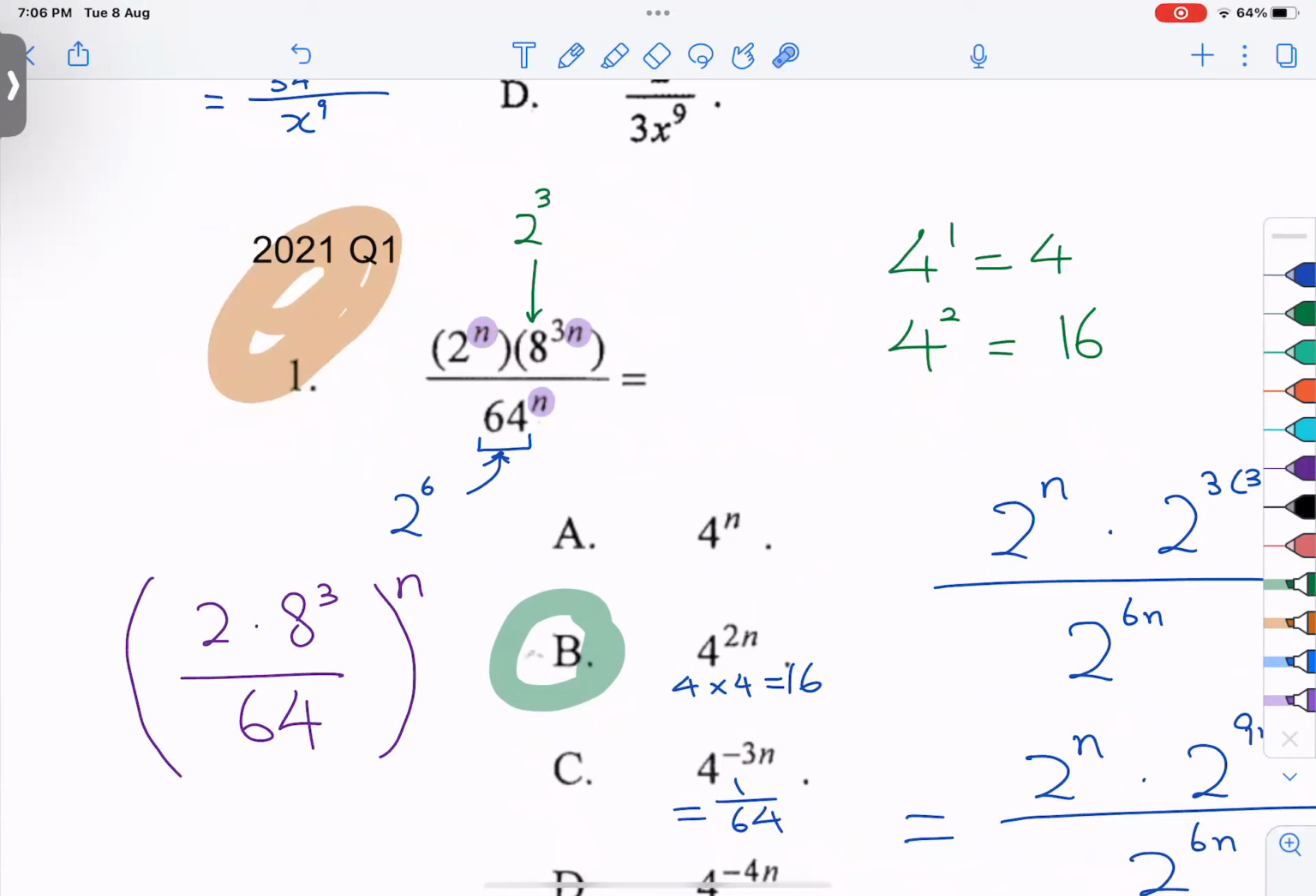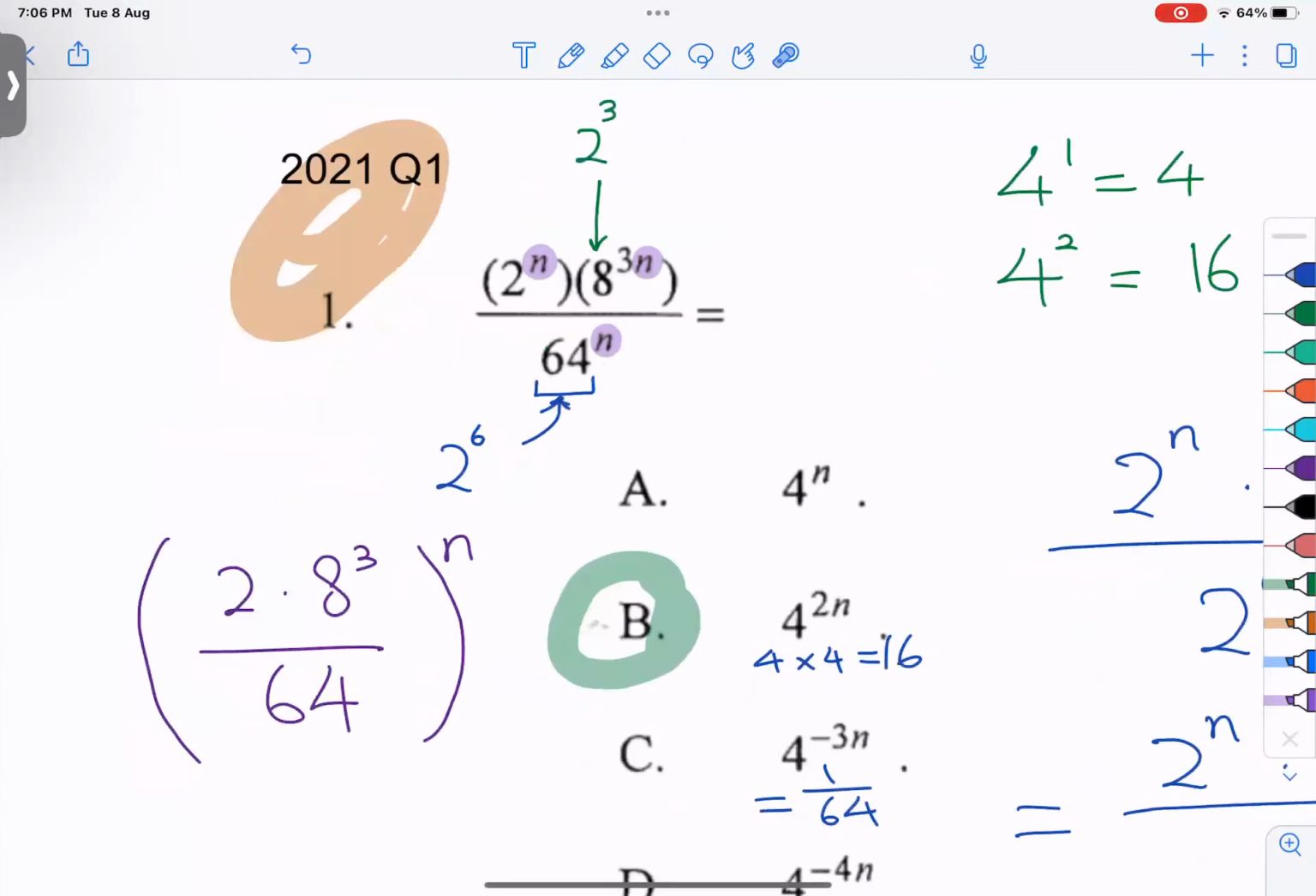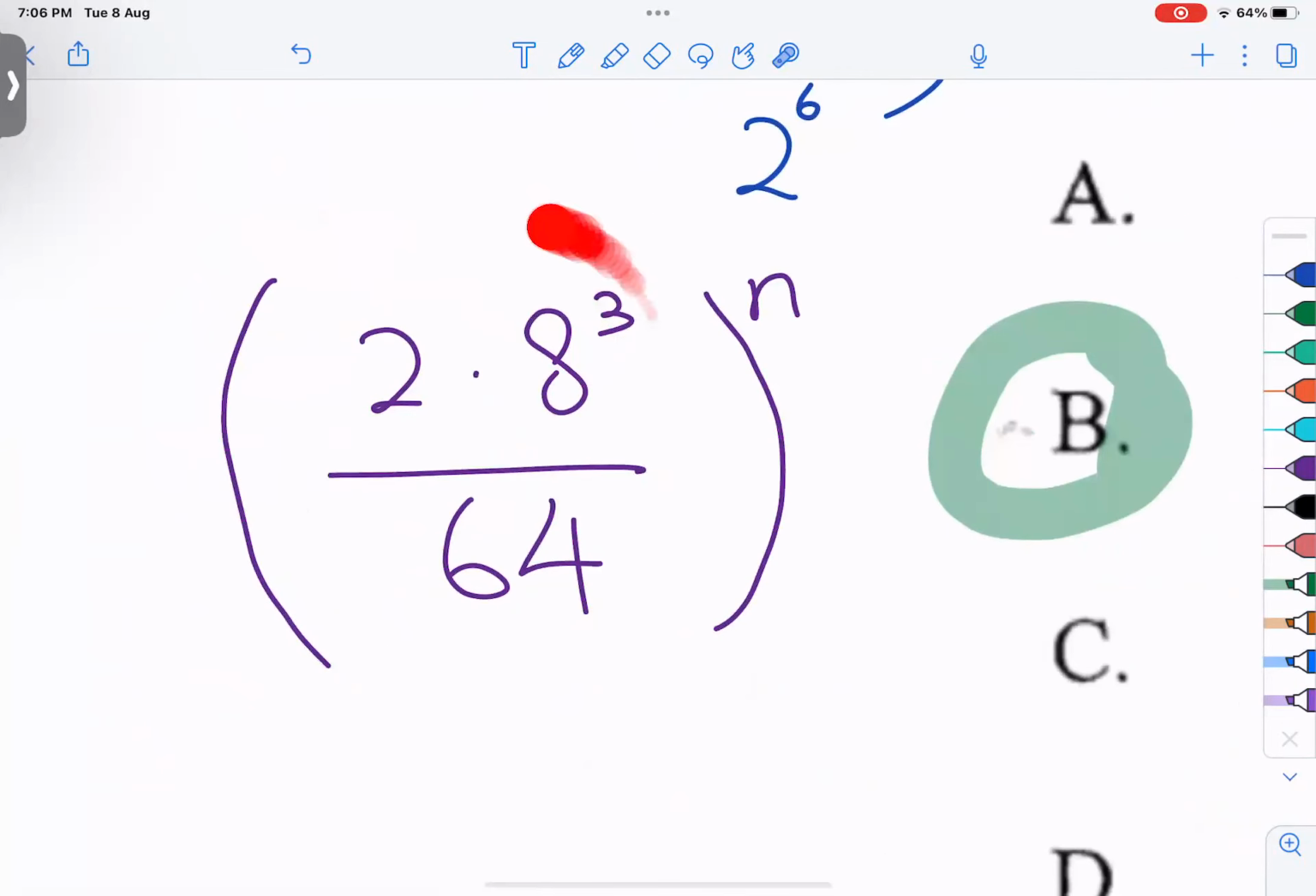Just took the n out. It was given to all of them. Now I'm taking it back. Everything is out, and then the things inside are now all numbers. If it's all numbers, you can just click in the calculator. 2 times 8 cubed over 64, or use the division sign. You will also find it as 16.